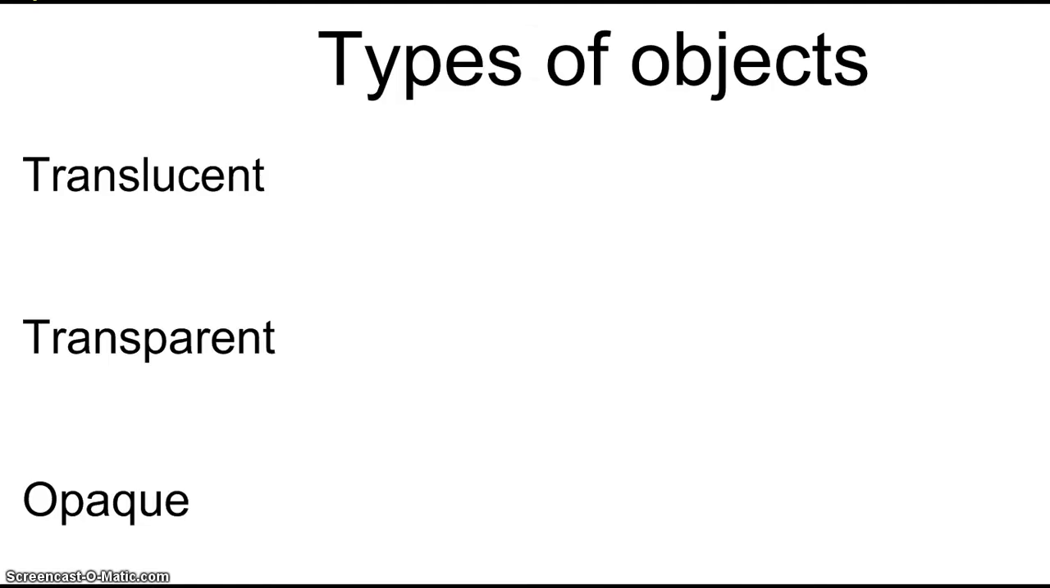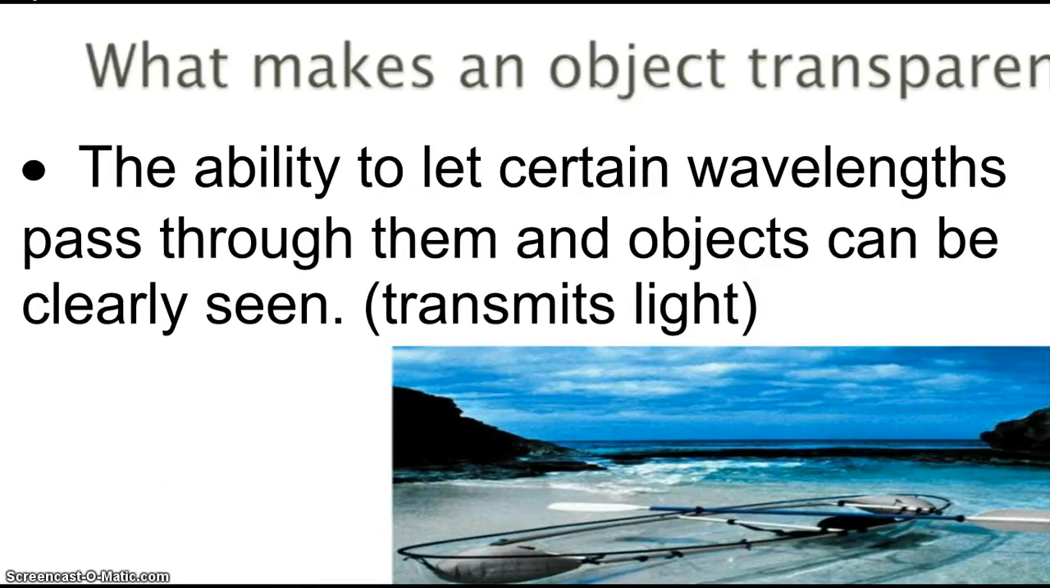Here we go. So, three types of objects when it comes to interacting with light. Objects can be translucent, transparent, and opaque. These are really the vocabulary words for this goal. Words you will need to know.